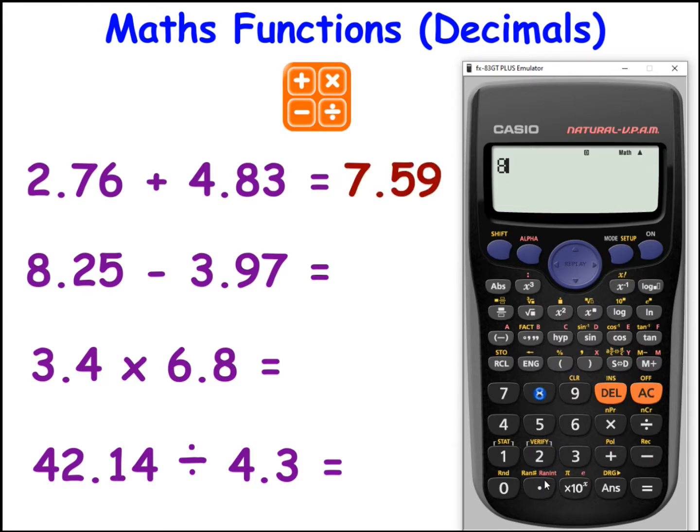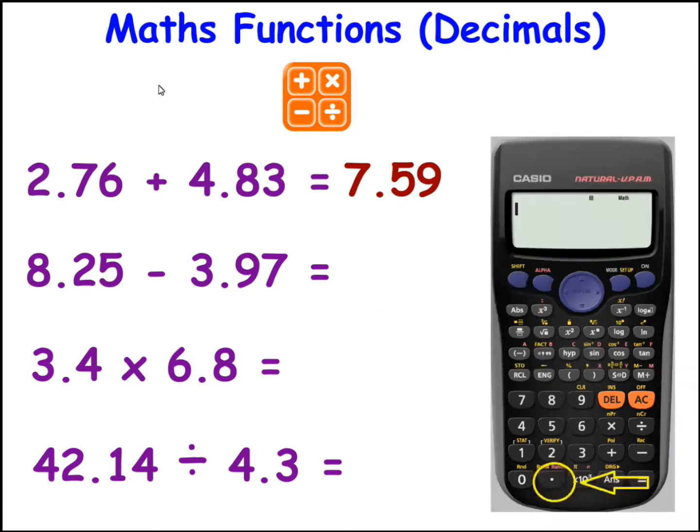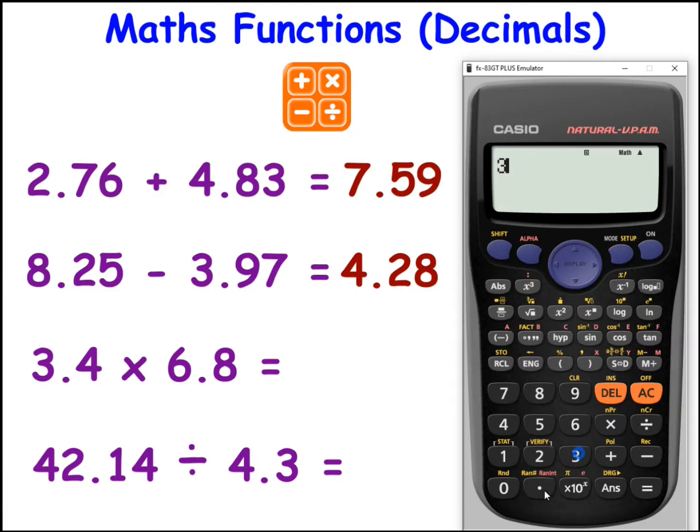So for my next problem, 8.25 subtract 3.97. Press equals, you have a fraction, so press your SD button, turn it into a decimal, 4.28 is the answer. Our next question, so 3.4 times 6.8. Press equals, press the SD button, and you get your answer of 23.12.